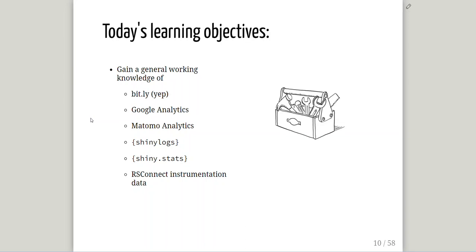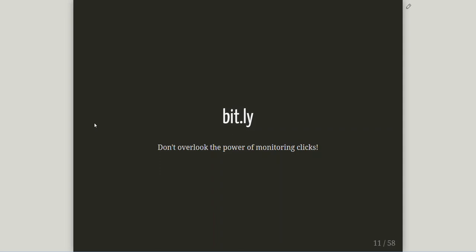So Bitly, yes, so simple. Very, very simple solution. Bitly, we're going to talk about that. Google Analytics, Matomo Analytics, shinylogs, shinystats. shinylogs and shinystats are R packages. And then there's also RSConnect instrumentation data, and that's also going to be an R package to review as well. So I want you to know when and where to use each tool, and I hope that you just feel encouraged by the end of the talk so that you can be excited and want to dig in and use one of those, or two or three of those.